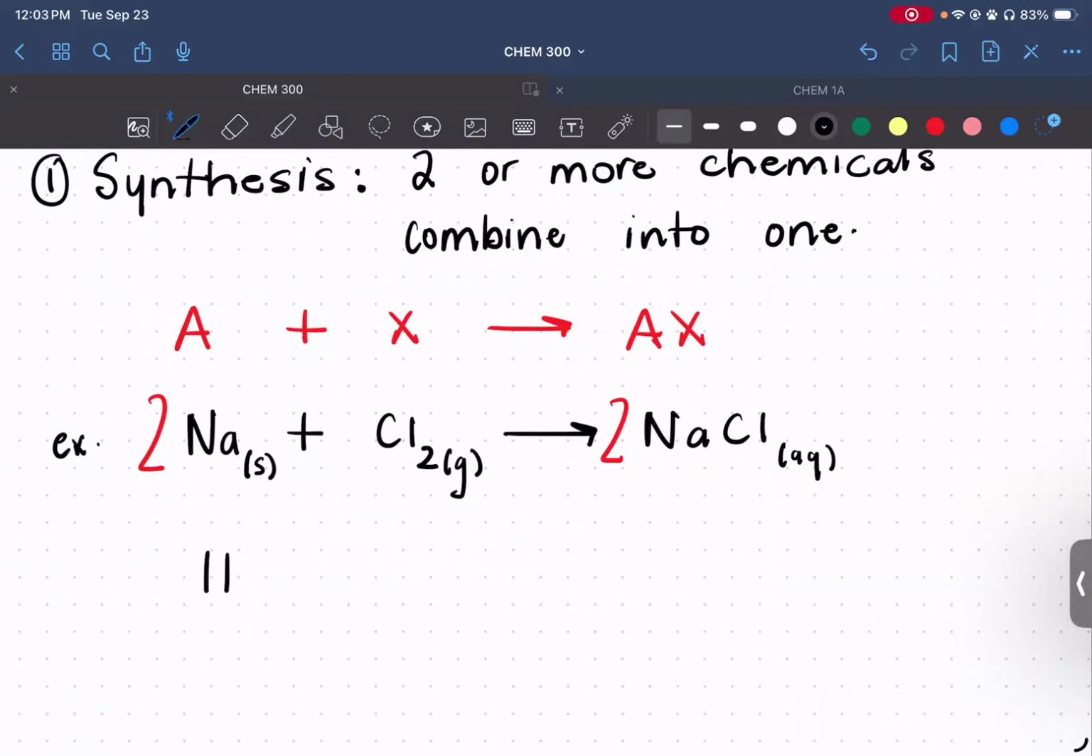I'll have you try another one. Using this logic that we just went over, synthesis, please predict the products of the following reaction between hydrogen and chlorine. Be sure to balance the overall equation and include state symbols. So just as we did with sodium and chlorine, I want you to do with hydrogen and chlorine, but balance it and also include state symbols. Take about 2 minutes to attempt that.